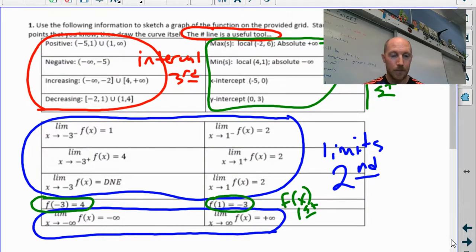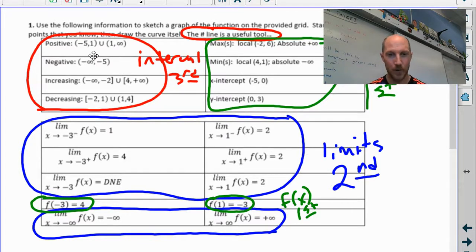Here's number 1. The directions ask us to use the following information to sketch a graph of the function on the provided grid, which is below. Start by plotting any points you know, then draw the curve itself. When we get to the part where we're drawing the curve, the number line is a useful tool. I circled that in red because it has to do with our use of interval notation.